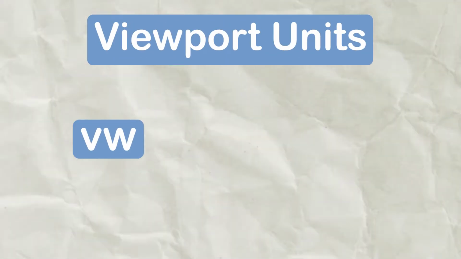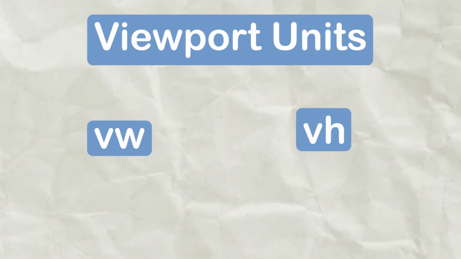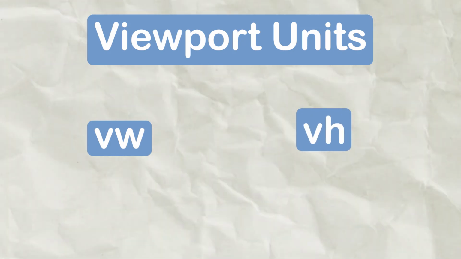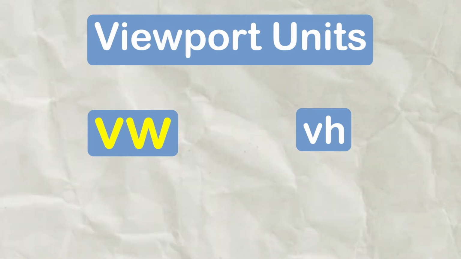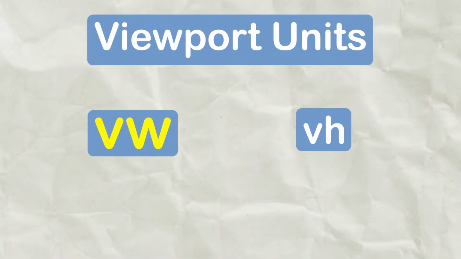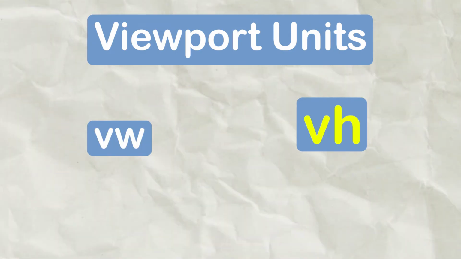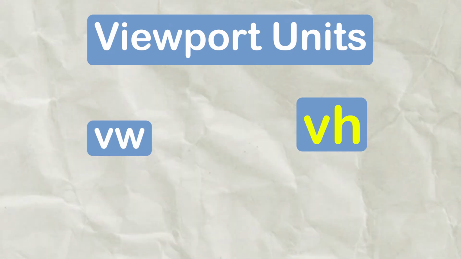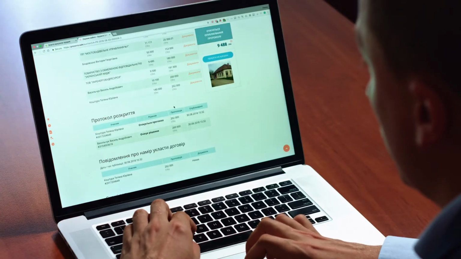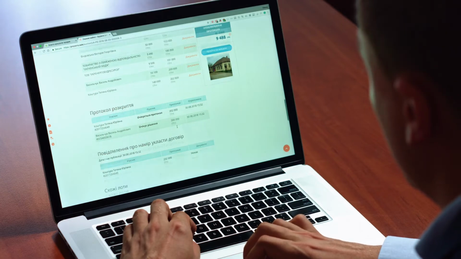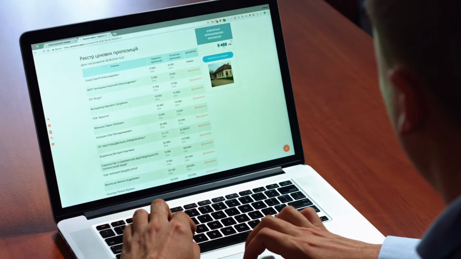Now the next in the list is viewport units. Viewports are denoted as VW and VH. These units scale based on the viewport size. VW is a percentage of the viewport width, while VH is a percentage of the viewport height. So viewport means the size of our entire screen, whether it's vertical or horizontal. Let's see an example of it.